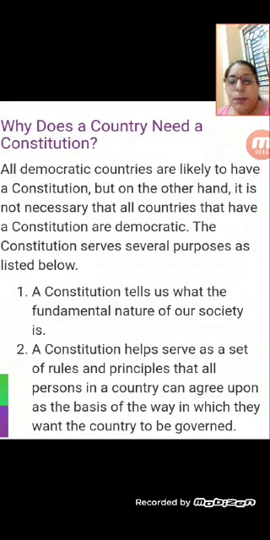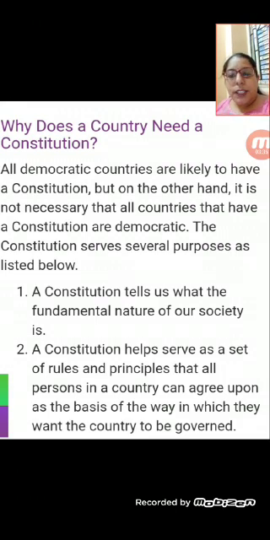The first and most important function or purpose that a constitution serves is that a constitution tells us what the fundamental nature of our society is, or it lays down certain ideals which form the basis of the kind of country that its citizens aspire to live in.